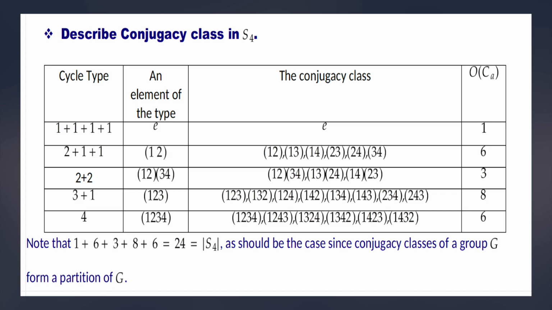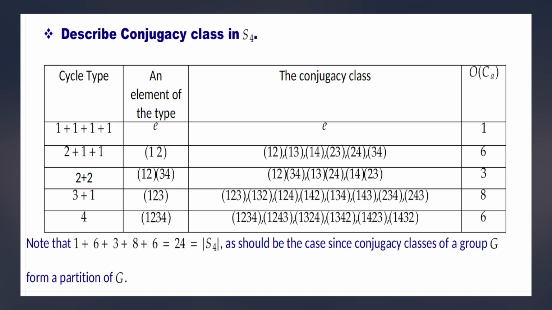Next, see the cycle type 2+1+1. Here, we have the cycle (1 2). This is the element of the type. The conjugacy class is (1 2), (1 3), (1 4), (2 3), (2 4), (3 4). Here we have 6 elements. So, the order of C(a) is 6.